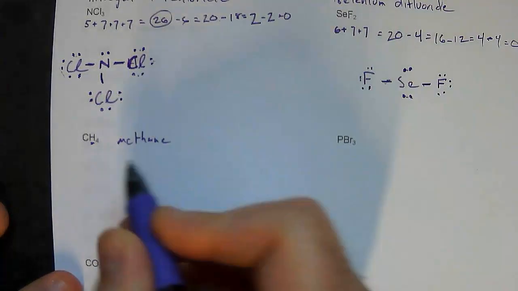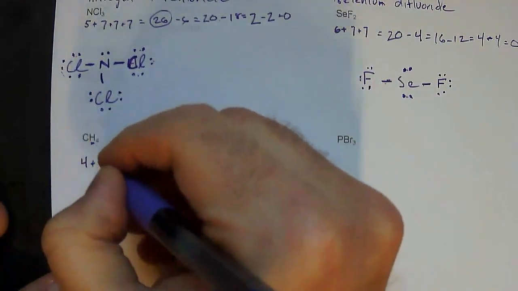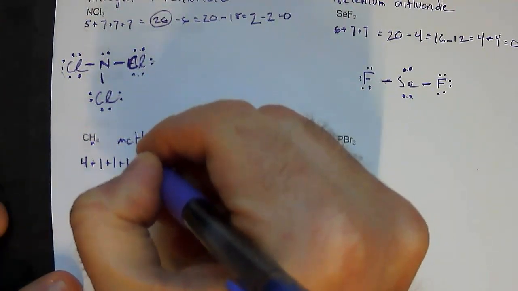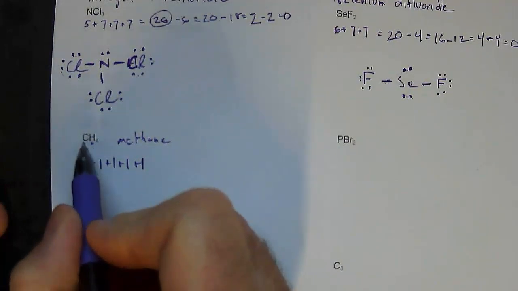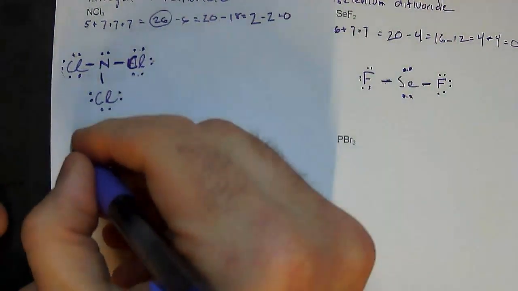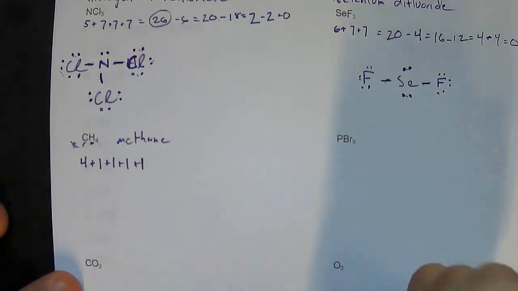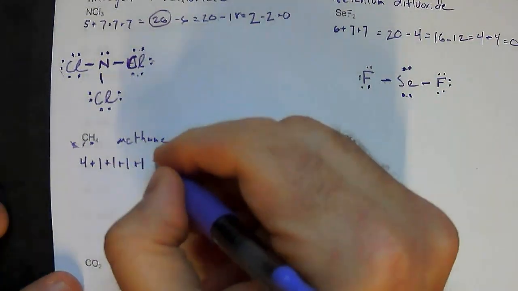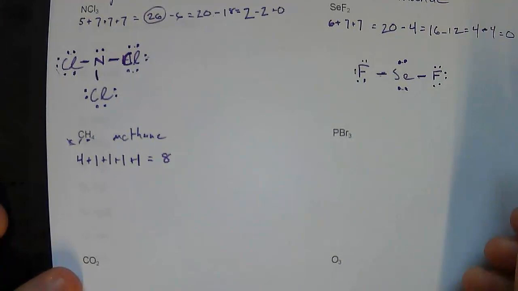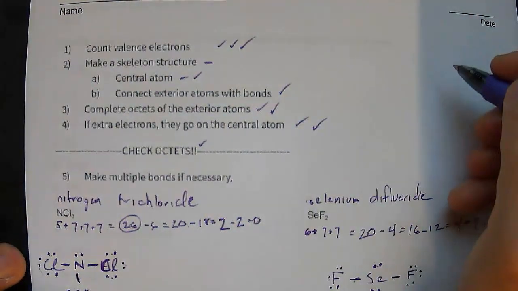Okay, but let's see here. CH4. So C is 4 plus hydrogen is 1, and there's 4 hydrogens. Okay. Common mistake, people will say that this has 6 valence electrons. Okay, it's not 6, it's 4. And hydrogen only wants to have 2, but it's starting with 1. So when we do this, we have 8 valence electrons. Okay, so we've counted valence electrons.